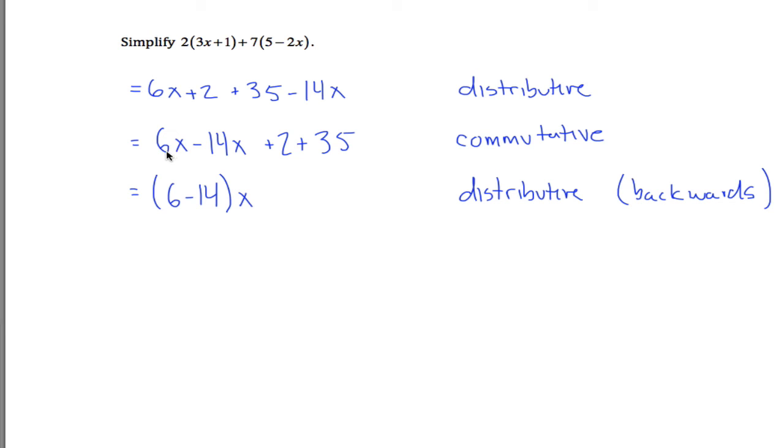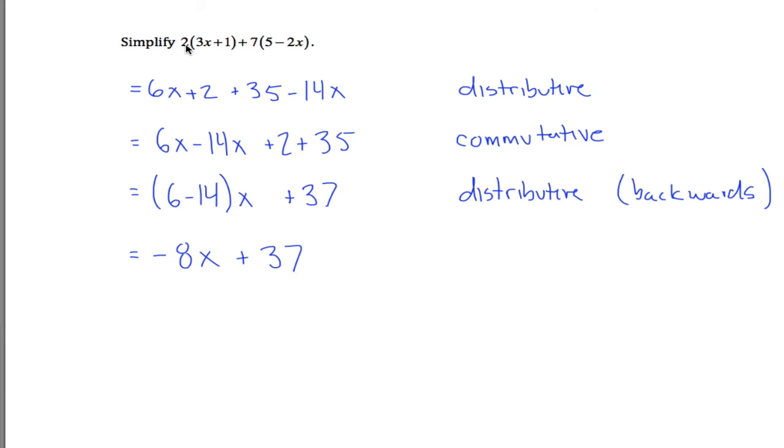If I had distributed the x into these parentheses, I'd get 6x minus 14x. So I'm going to go backwards and say, okay, then 6x minus 14x must be equal to 6 minus 14 times x. I'm going to undo the distributing. I have a plus 2 and a plus 35. I can just call that plus 37. And that brings me to this form. And at this form, I can just say 6 minus 14 is negative 8. So my final answer is just negative 8x plus 37.